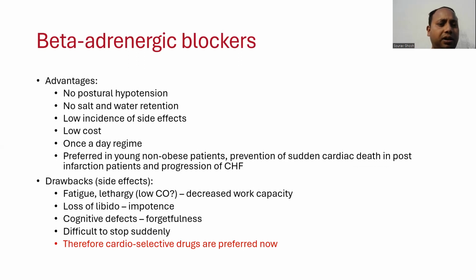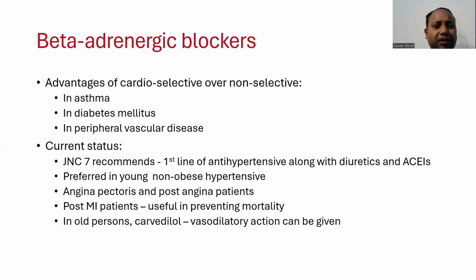If you are talking about the beta adrenergic blockers, the advantages are no postural hypotension, no salt and water retention, no incidence of major side effects, low cost. The drawbacks of these drugs are fatigue, lethargy, loss of libido, cognitive defects, and difficulty in stopping them suddenly. The advantage of cardioselective over non-selective is that in asthma, it can be easily used. Also in diabetes mellitus and in peripheral vascular diseases. The current status of this drug, which is recommended by JNC 7, is first line antihypertensive drug along with diuretics and ACEI, and preferred in young non-obese hypertensive patients, angina pectoris or post angina patients, most post MI patients.